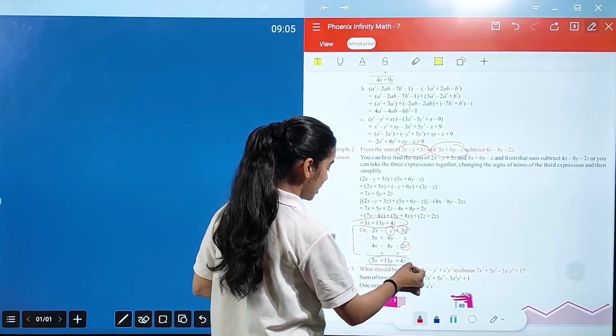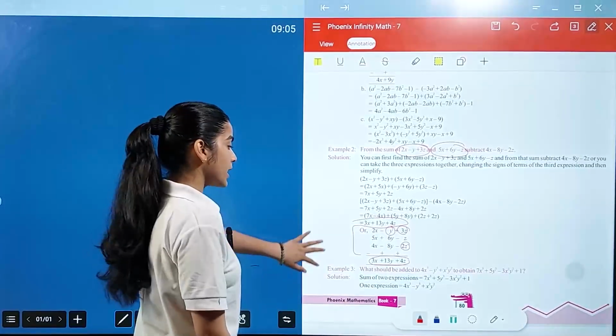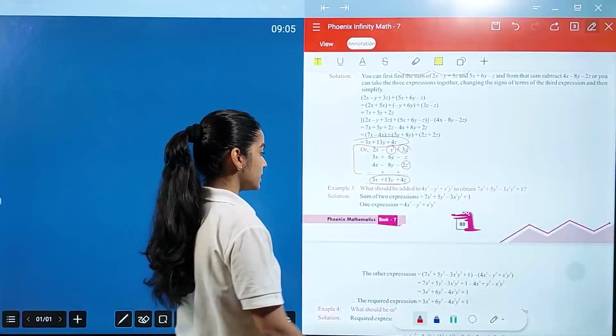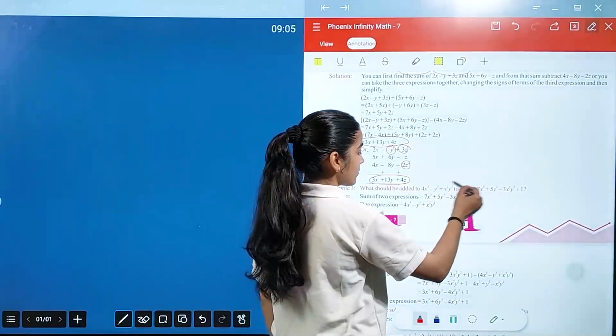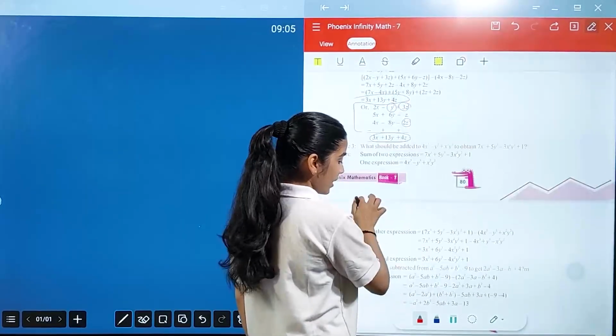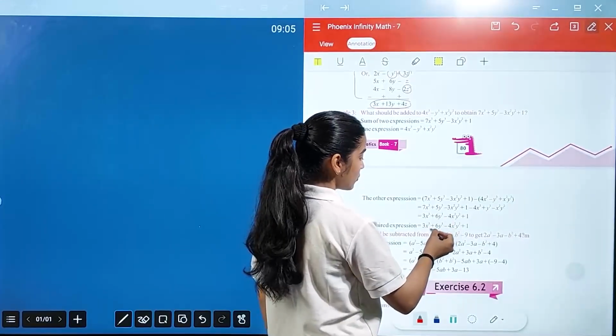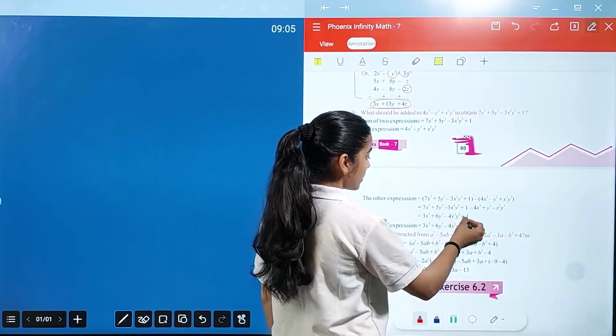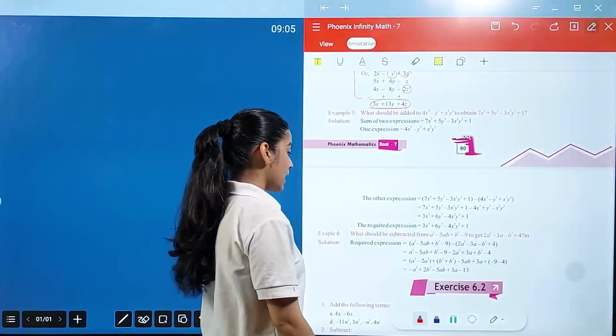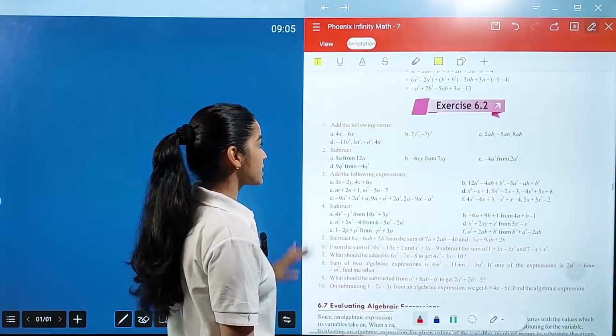So this is your answer. Okay, what should be added to this to obtain this? So we have to subtract this from this to find out, and while we are subtracting it, what we get is 3x cube plus 6y cube minus 4x square y square plus 1. Okay, now we move forward to our exercise 6.2.